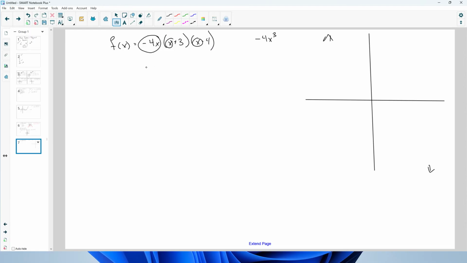Now, I want to do my y-intercept. Here's the interesting thing. So if I do my x-intercepts, what makes -4x equals 0? In this case, x is 0. If I ever have an x-intercept that's 0, then my y-intercept is also 0. So I have 0, 0 is one of my points. Then I also have, if I look here, this gives me -3, 1, 2, 3. And this gives me a +4, 1, 2, 3, 4.